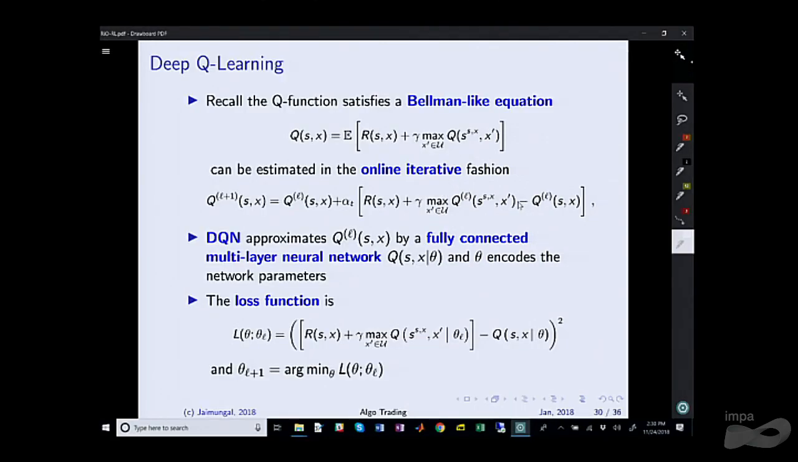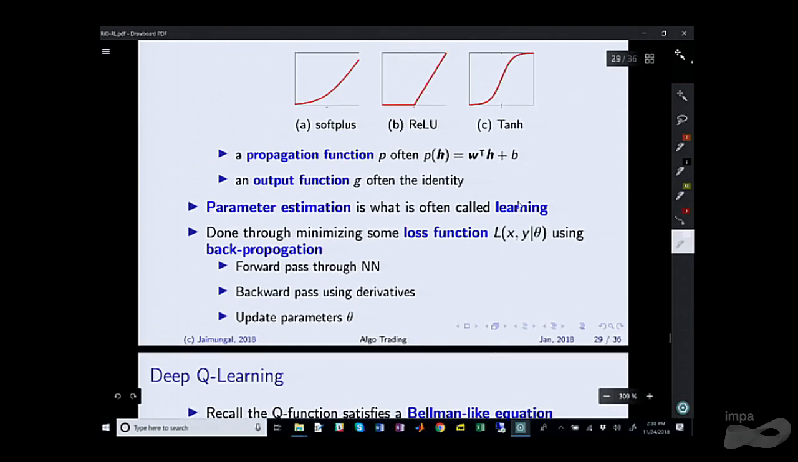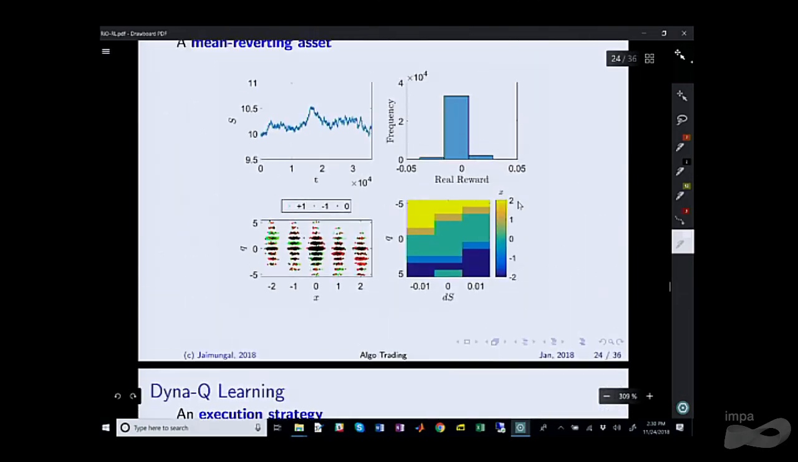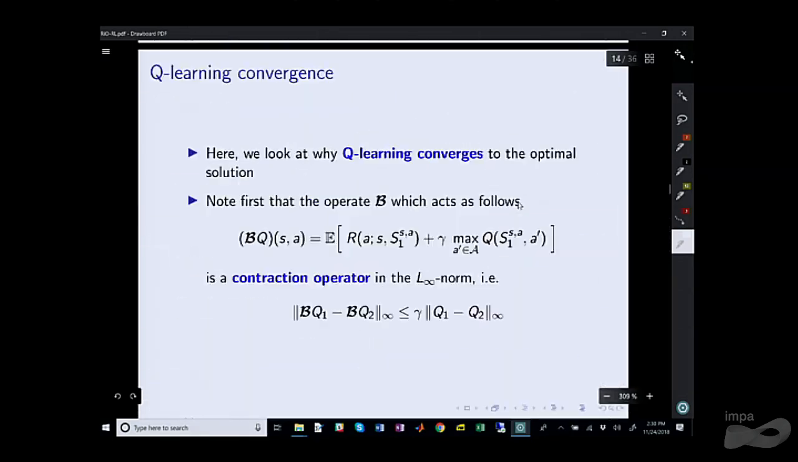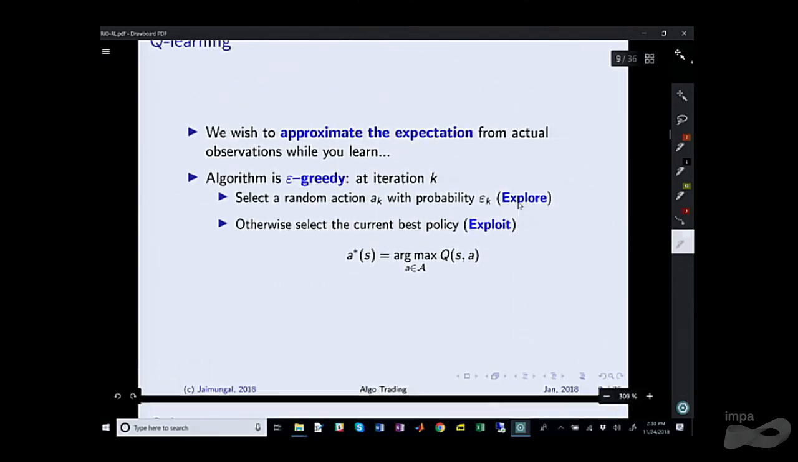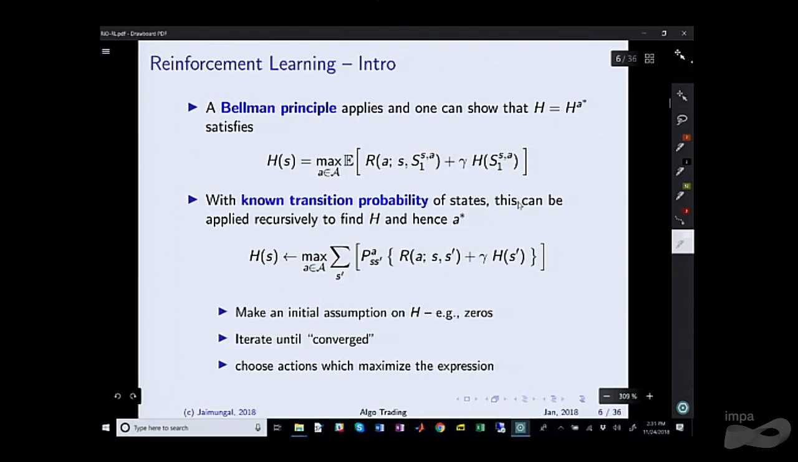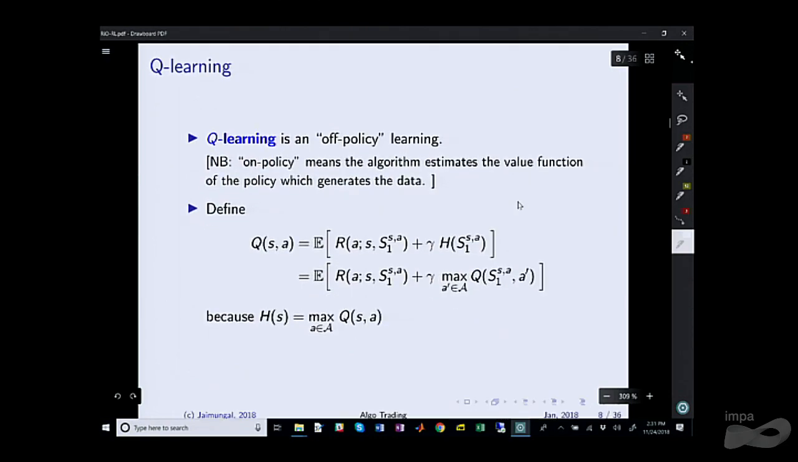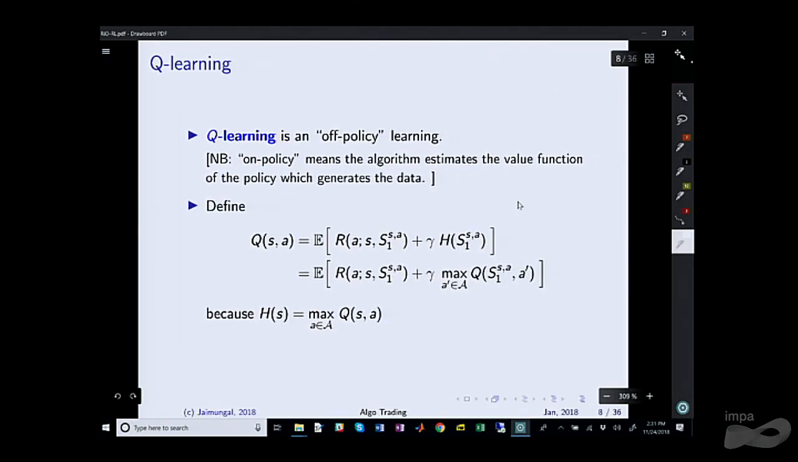Sebastian, yes. Am I confused? Didn't you have the max outside the expectation? Not for Q. The whole idea, let's go back to the definition here too. So H satisfies this Bellman equation. Q, on the other hand, is given by the expectation without the maximum term. And then it so happens that the term within the expectation has the value function, but the value function is the max of Q. So there's only one max there. Okay, fine.